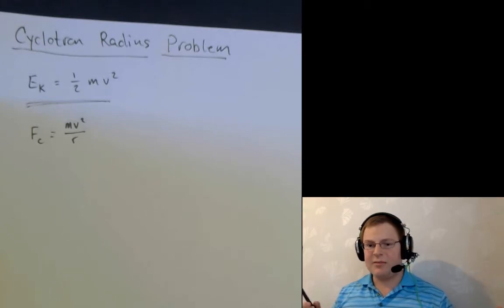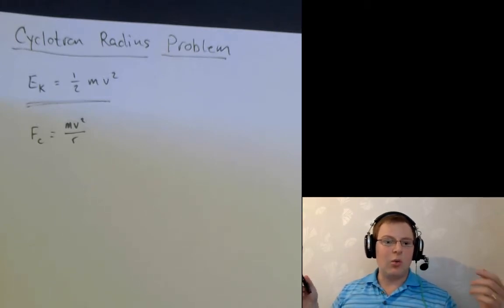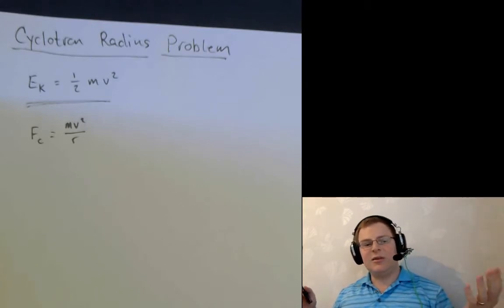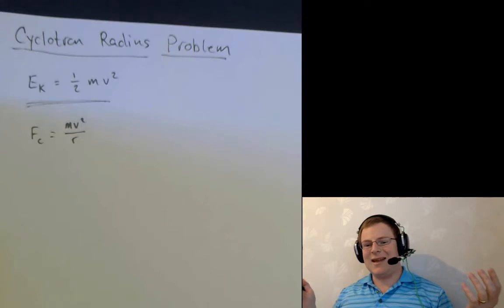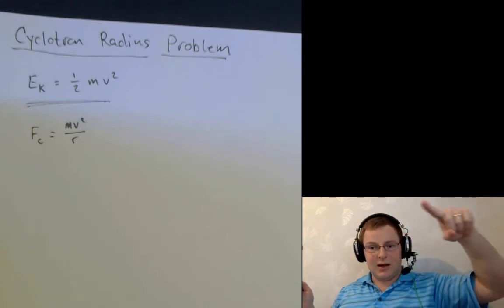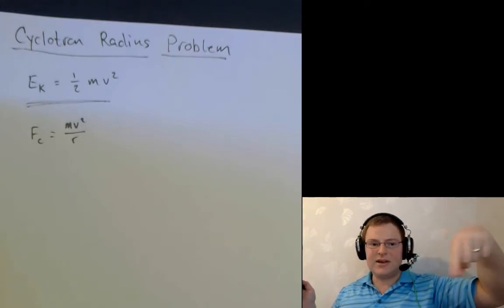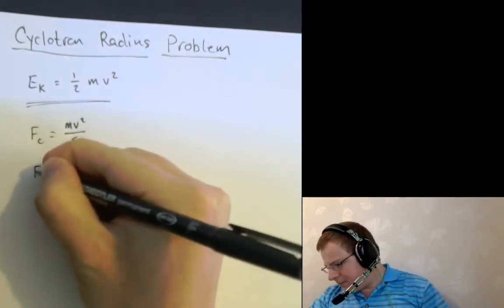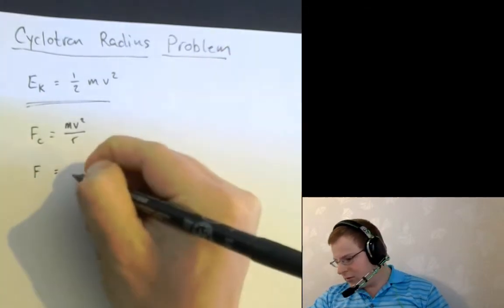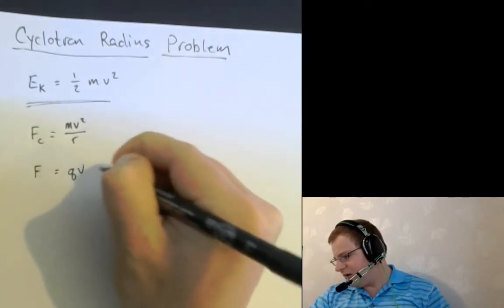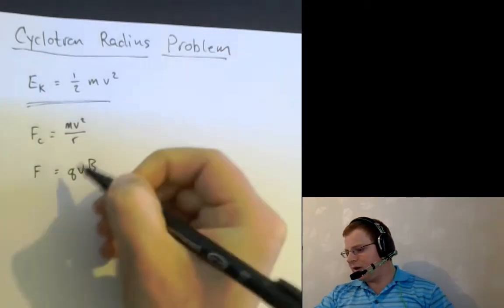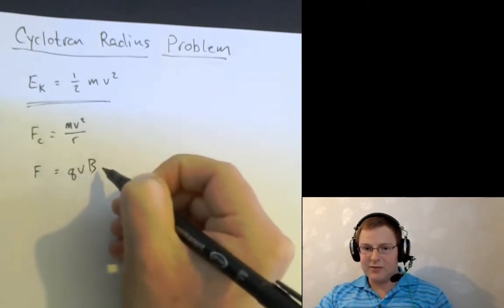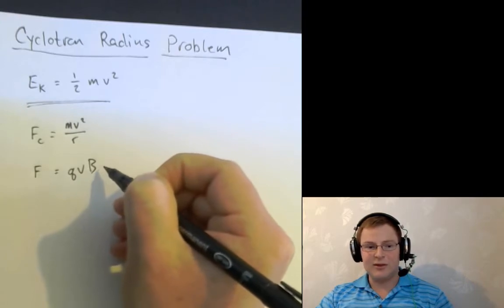But since we don't have any imaginary string, we need to know what it is that's actually keeping the particle going. And what's actually keeping the particle going in a circle is a magnetic field. That force is equal to qvB, where q is the charge of the particle, v is how fast it's going through the magnetic field, and B is the strength of the magnetic field.